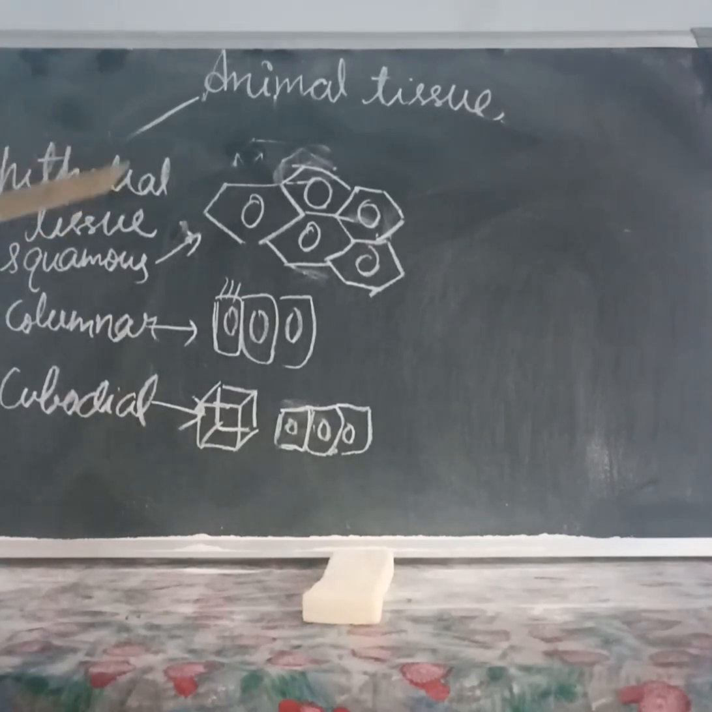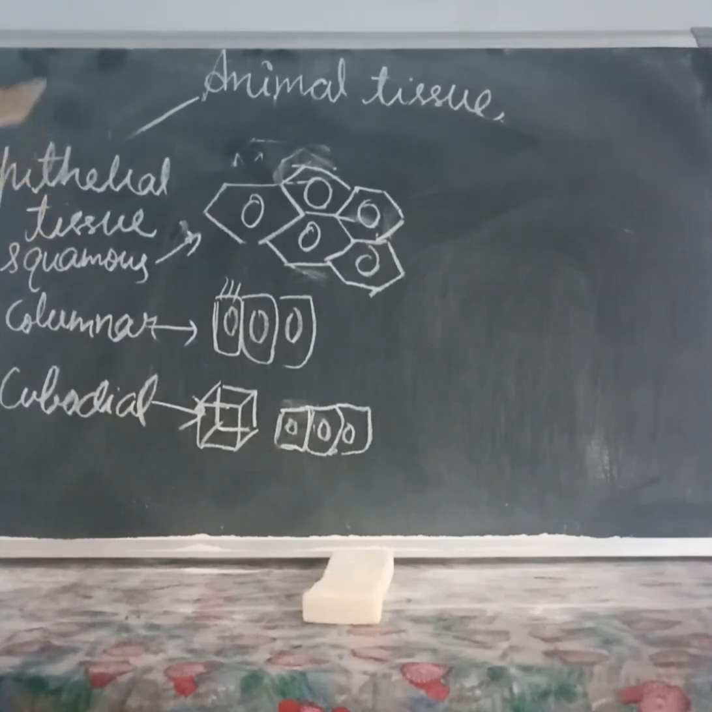Epithelial tissue is found on the outer surface of the body, like the skin, and also in the internal cavities, like the mouth cavity, nostrils, stomach, and intestine. Their main function is to protect from germs and help in absorption and secretion. And I told you it has three types.